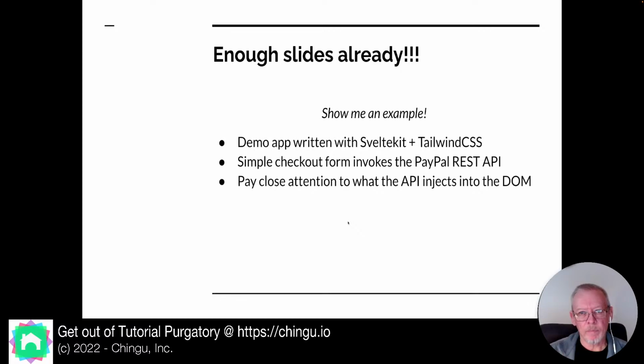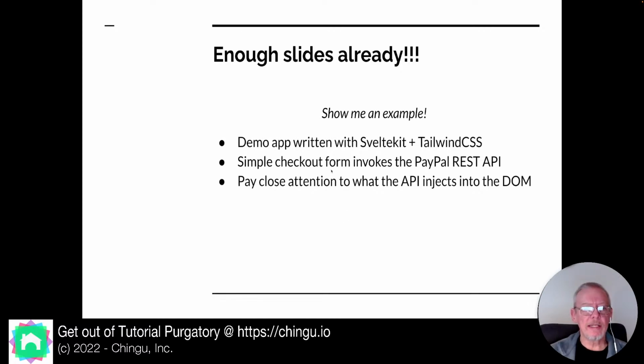So that's enough slides for now. Let's switch over, and I want to show you the demo application that we're using to demonstrate this. It is written in SvelteKit and Tailwind. That's just because that's what I like to work in. You can use React, Angular, Vue.js. You could use native JavaScript if you want. This API does not assume that you'll be using any type of front-end framework or CSS preprocessor at all.